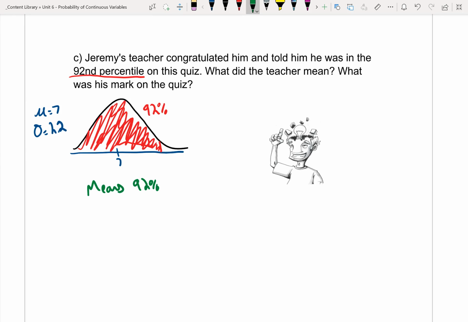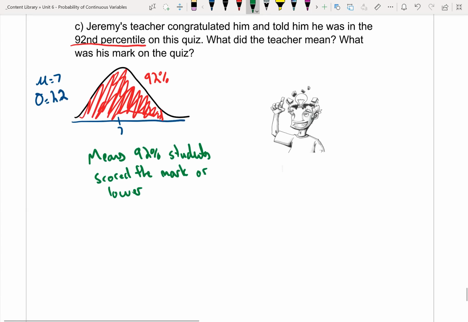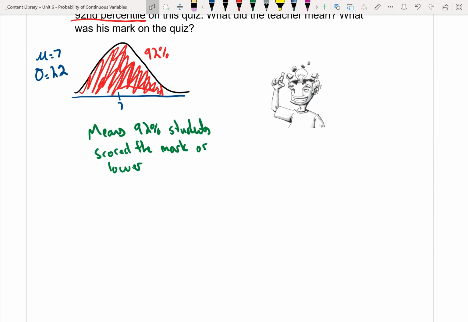So that means 92% of the students scored the same mark or lower than Jeremy's. You could also argue that 8% of the class did better than Jeremy. So we want to figure out what his actual mark on the quiz is. What we are going to do is use our z-score again. We've done something similar to this, when we're trying to figure out a mark that's so many standard deviations away.